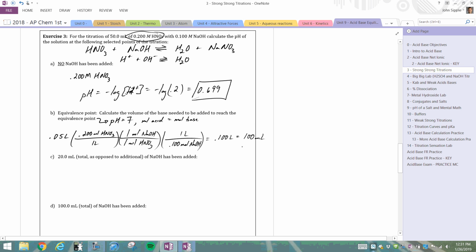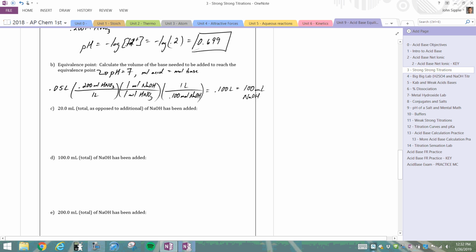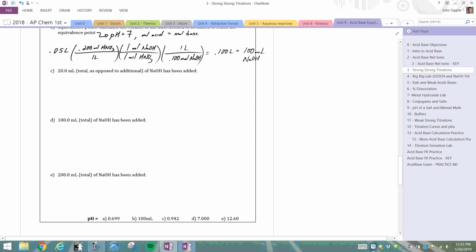So we would need to add 100 milliliters of sodium hydroxide to neutralize all of our 50 milliliters of 0.2 molar HNO3. And that makes sense, right? The concentration of the strong acid is twice that of the base, so we're going to need twice the volume of the base. So it's 100 milliliters, and the pH at that point is 7 because it's the equivalence point. Okay, and yes, that's correct.